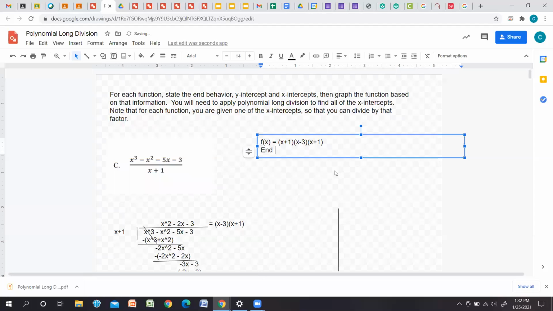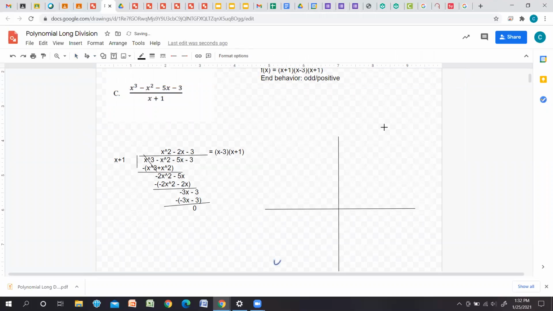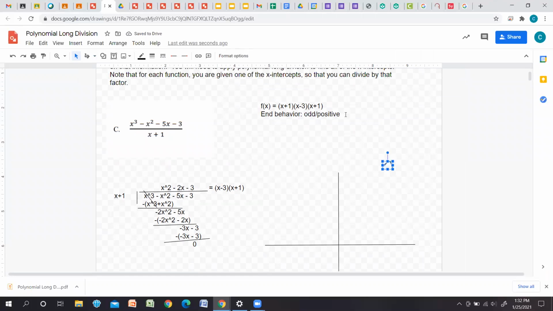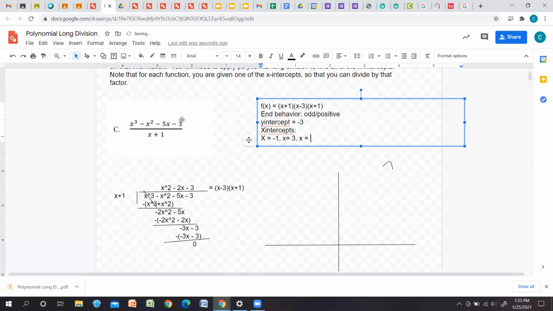Let's see, end behavior. The original function is odd and positive. So if I draw my arrows on the graph, it goes from negative to positive. The y-intercept is negative 3. It's just a constant over here. Then my x-intercepts are x equals negative 1, x equals 3, and x equals, oh, negative 1 again. That's a repeated 0. I notice it's the same thing. So I'm going to just rewrite it. And negative 1 repeats twice. So it's going to bounce off that point.